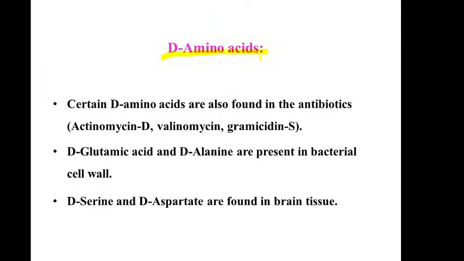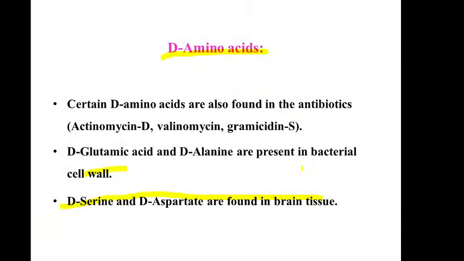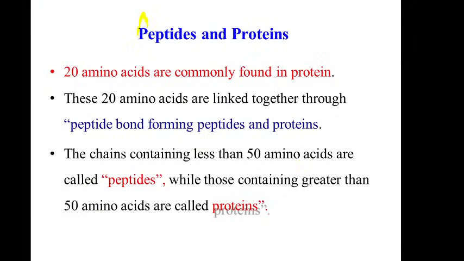After it we have D-amino acids. Now what are the D-amino acids? Certain D-amino acids are also found in antibiotics. D-glutamic acid and D-alanine are present in the bacterial cell wall. D-serine and D-aspartate are found in brain tissue. So up to here we have covered amino acids. After it we will move forward to peptides and proteins.